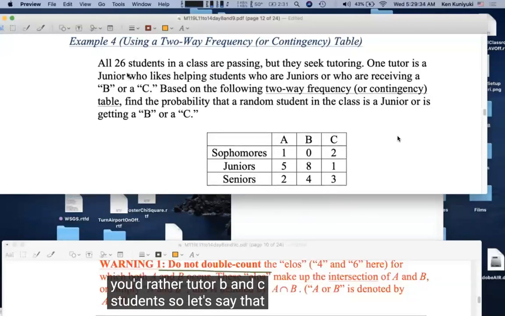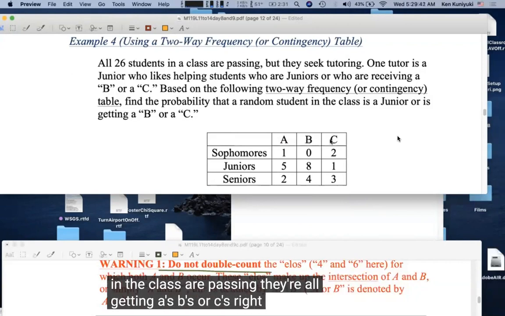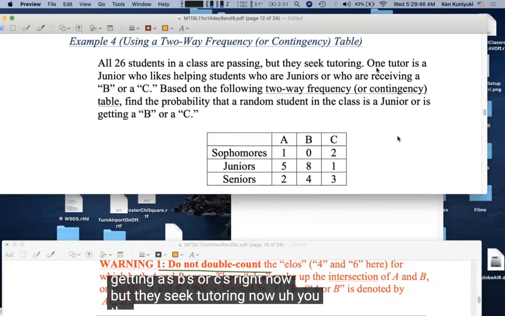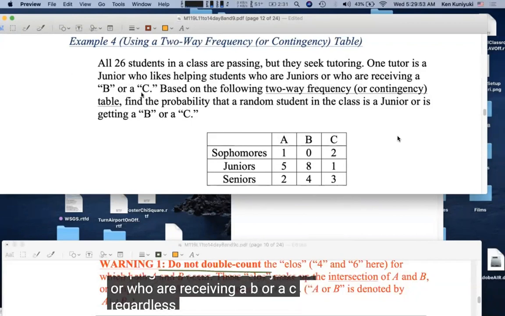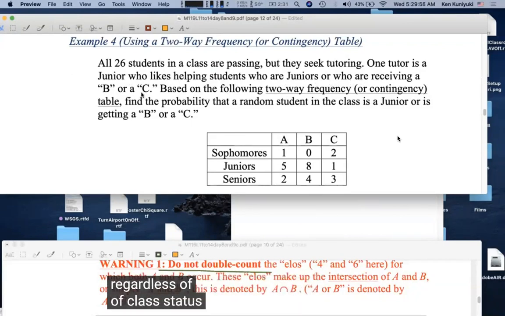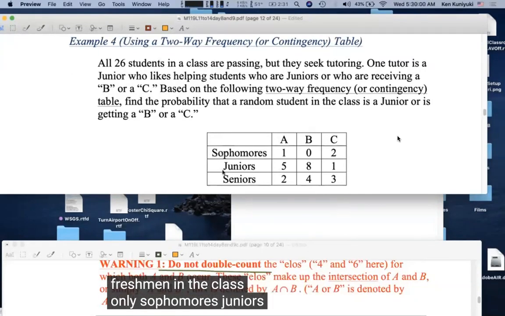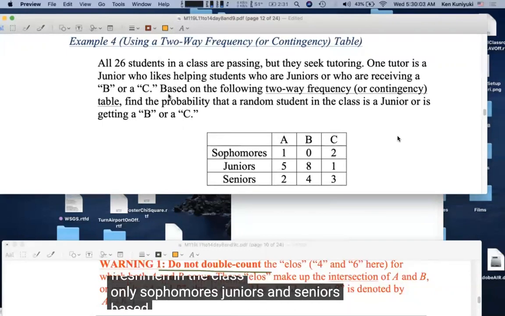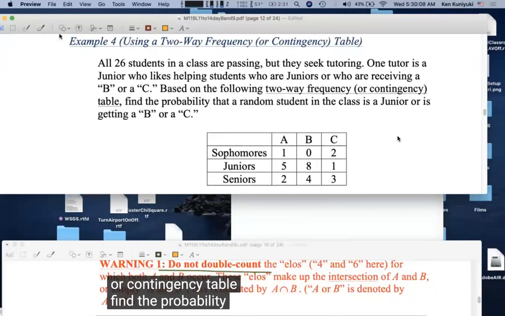So let's say that you're considering the students in a class. All 26 students in the class are passing. They're all getting A's, B's, or C's right now. But they seek tutoring. Now, you, the tutor, you're a junior who likes helping students who are juniors or who are receiving a B or a C, regardless of class status. By the way, there are no freshmen in the class, only sophomores, juniors, and seniors. Based on the following two-way frequency or contingency table, find the probability.